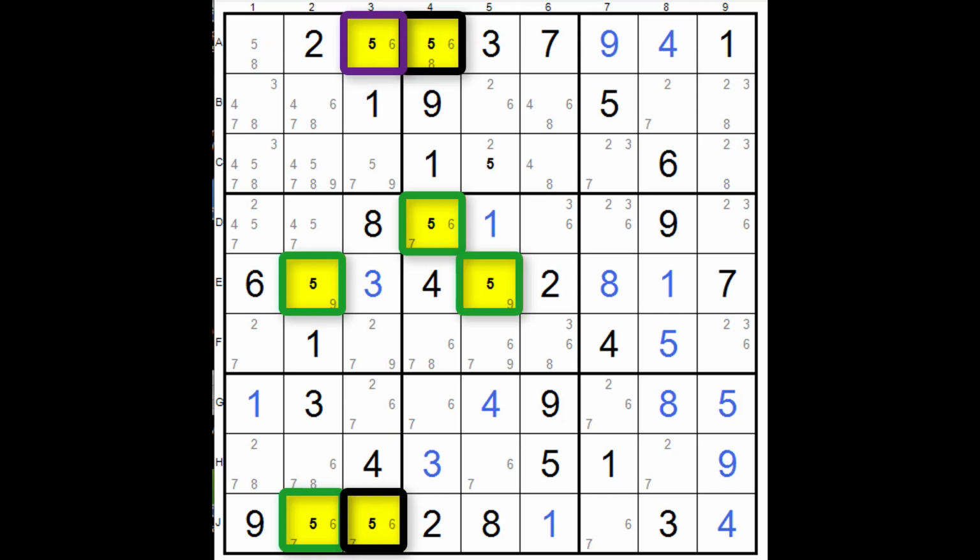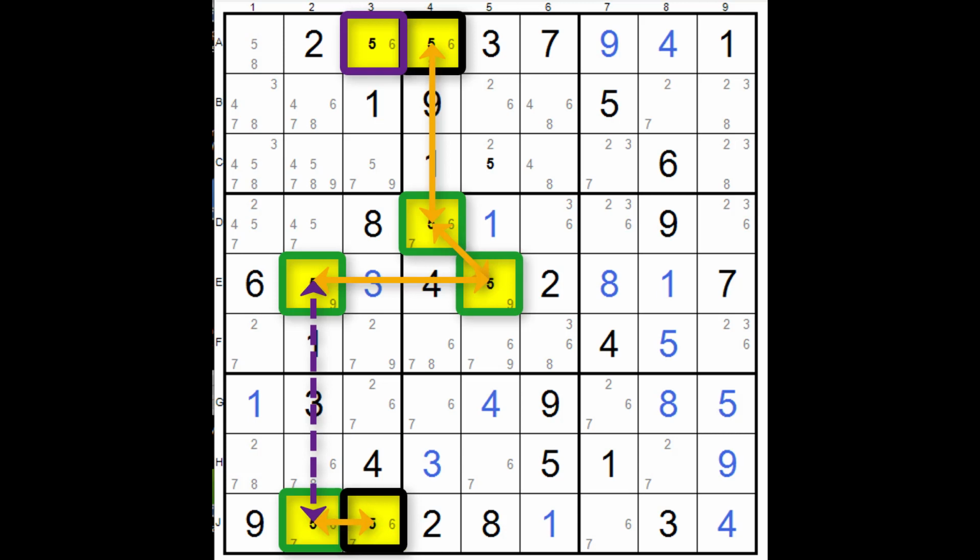Now, the first thing we should do is write down whether they're strong or weak links. The first link between A4 and D4, that's a strong link. There's only 2 in that column. Between D4 and E5, there's only 2 in that house, so that's a strong link. Between E5 and E2, that's a strong link, there's only 2 in that row. Between E2 and J2, there's actually 4 in that row, so that's a weak link. And then finally between J2 and J3, that's a strong link. All right, so we've got weak and strong links.